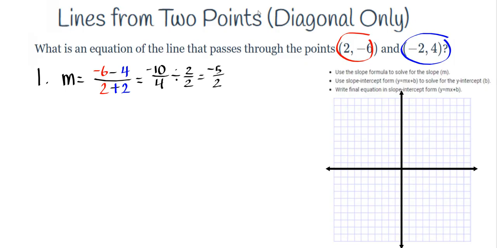Number 2 now is we're going to use slope-intercept form to solve for b. So going back to slope-intercept form, y equals mx plus b. I can choose either point. I think (-2, 4) is a little bit easier than (2, -6), so I'm going to use this x value and this y value. So 4 goes in for y. My m is right here, negative 5 over 2, which is a fraction. Don't worry, I'll show you how to deal with that. And then my x value is negative 2.